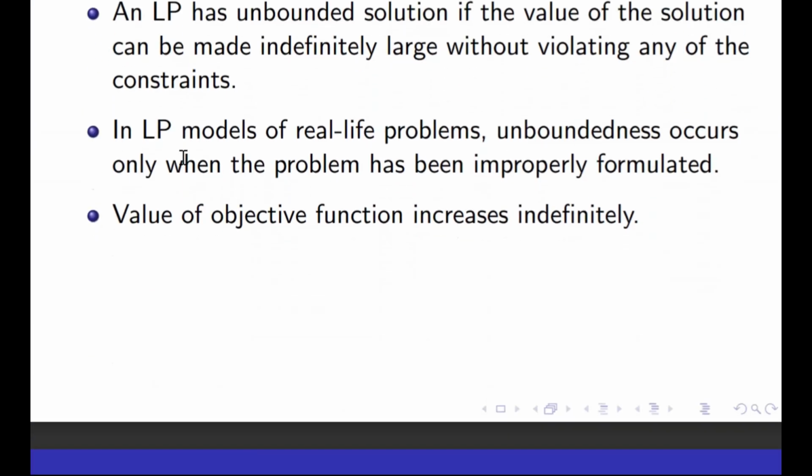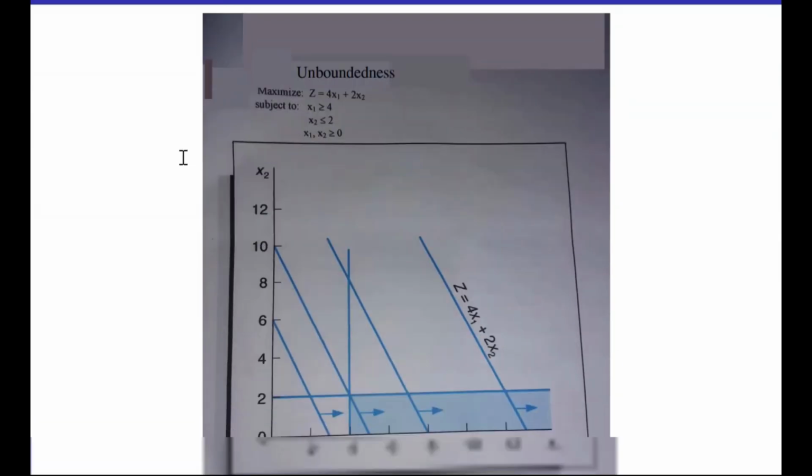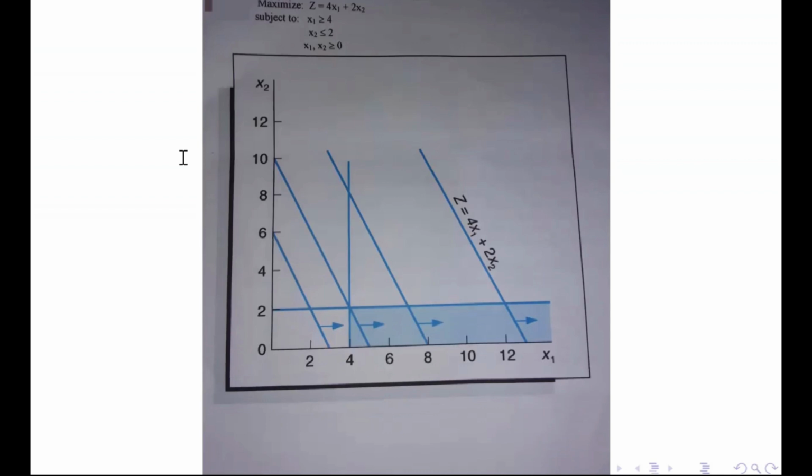An LP has an unbounded solution if the value of the solution can be made indefinitely large without violating any of the constraints. In LP models of real-life problems, unboundedness occurs only when the problem has been improperly formulated. The value of the objective function increases indefinitely. We see the solution here.